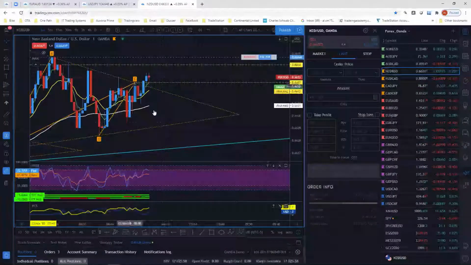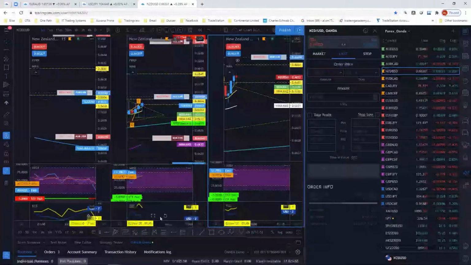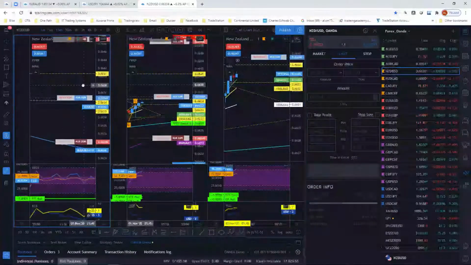All the moving averages are in the correct direction on the 1 minute. We have strength on the New Zealand on the 1 and the 5. It's not showing so much with the US being stronger on the 15 minute. But I'm still liking it to the upside.